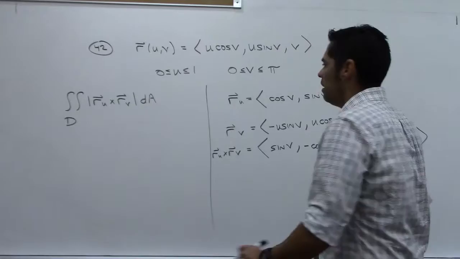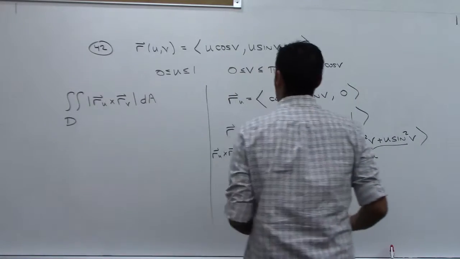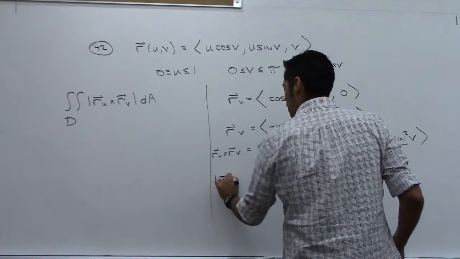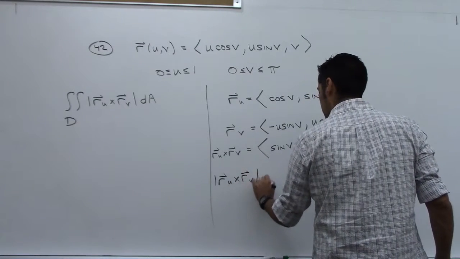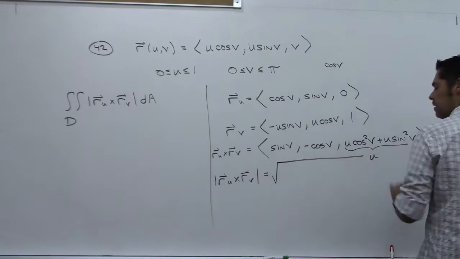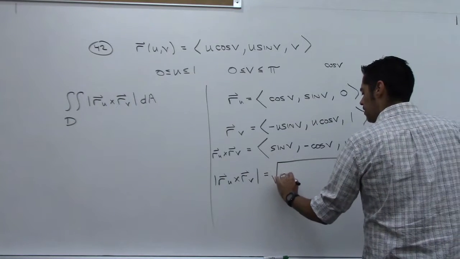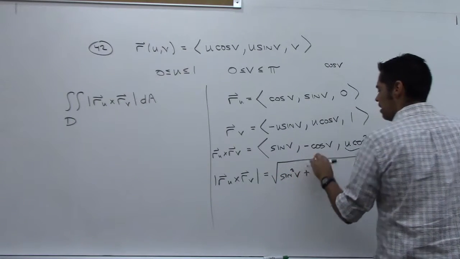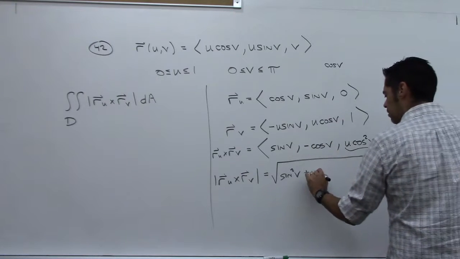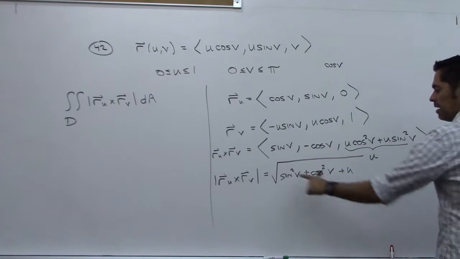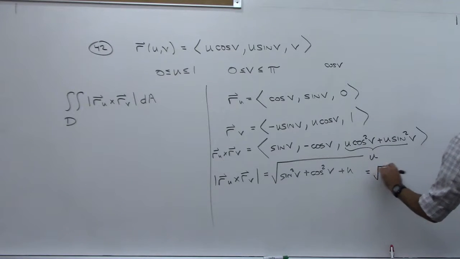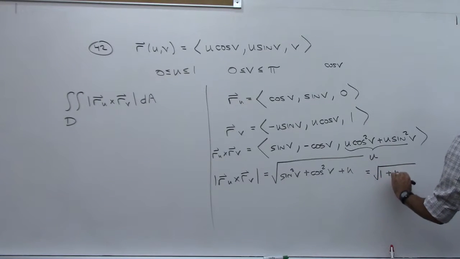And finally, let me find the magnitude of this. So the magnitude of the partial of r with respect to u crossed with the partial of r with respect to v should be the square root of this squared, sine squared v, plus this squared. When you square negative, it goes away, so cosine squared v, and then plus u squared, and that's really nice, because that's equal to square root of 1 plus u squared, Pythagorean identity.